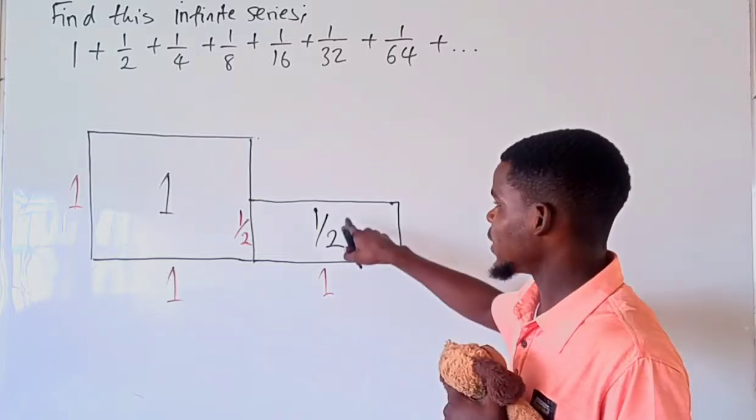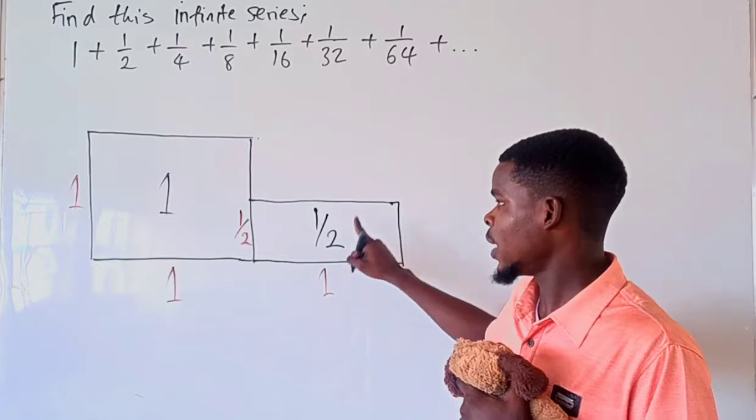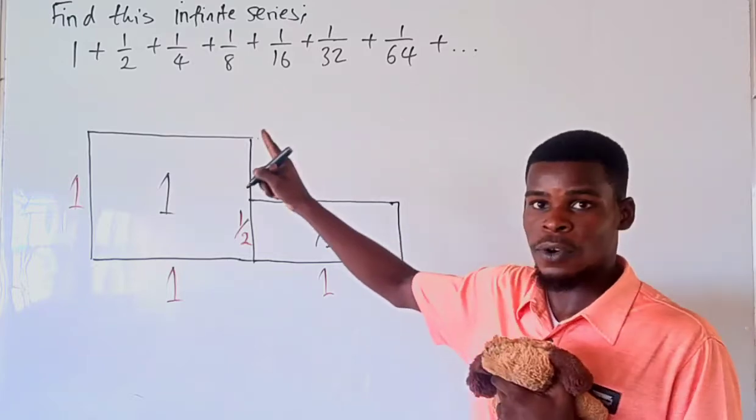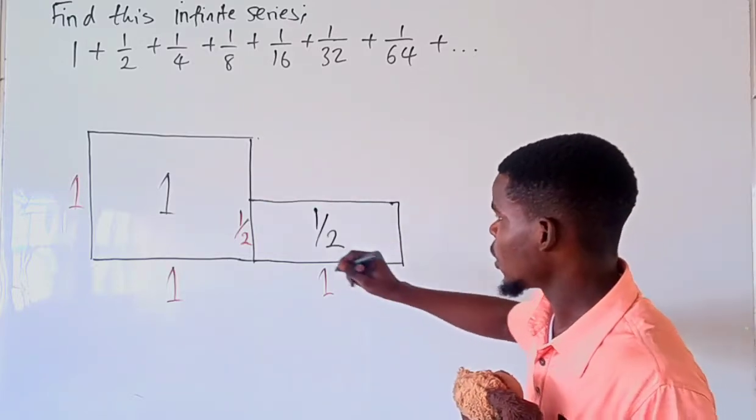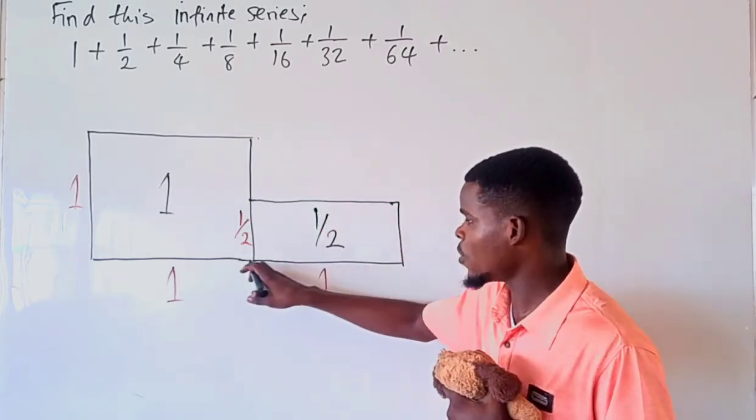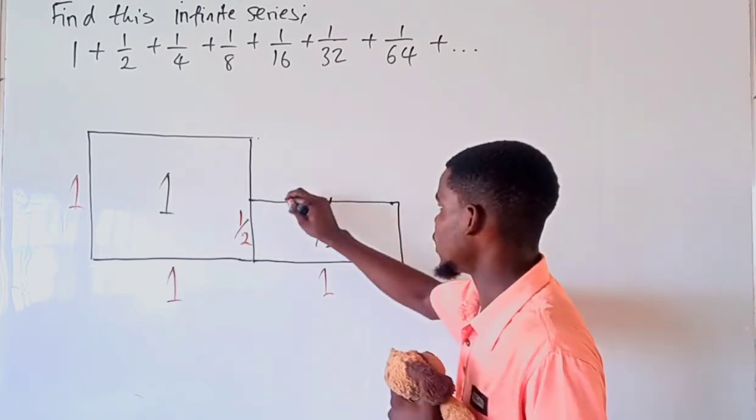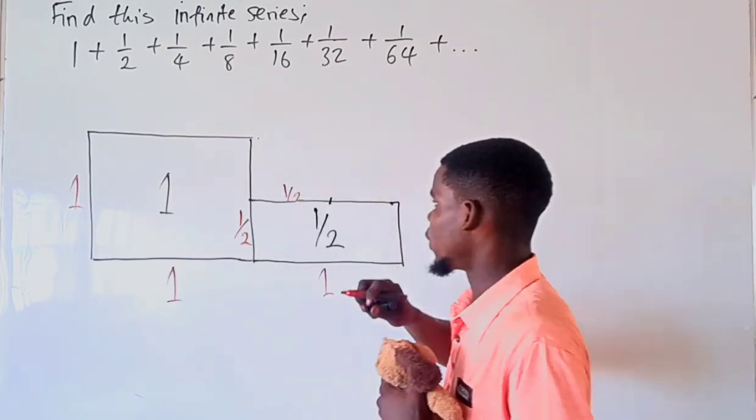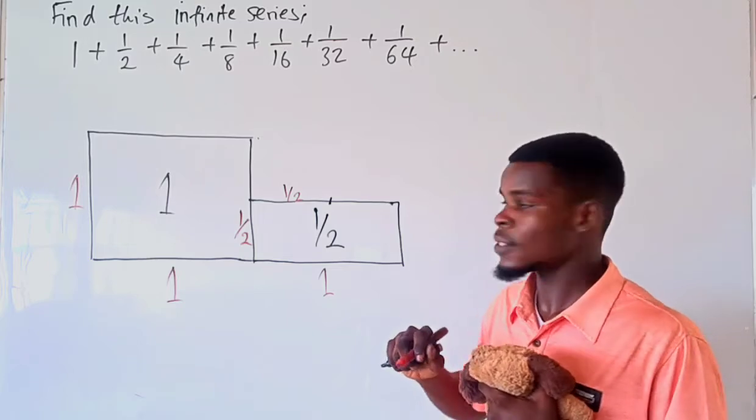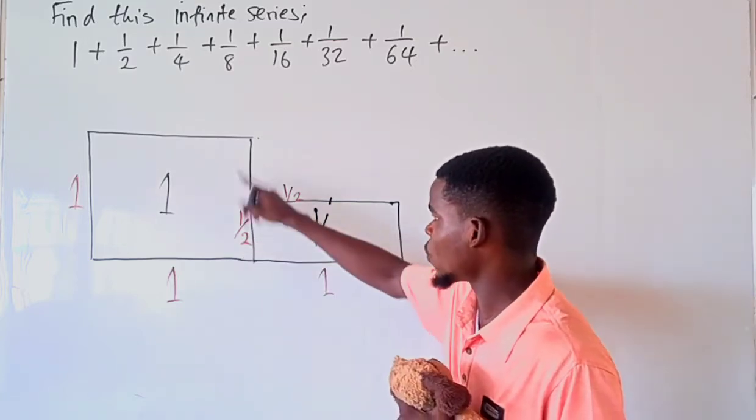So if we can take the half of this shape here, the area will be 1 over 4. Good. Let's see how we can do that. Look, if from here to here is 1, you measure from here to here, that will be 1/2 in each. And that tells us that from here to here is 1/2, so from here to here as well is going to be 1/2.